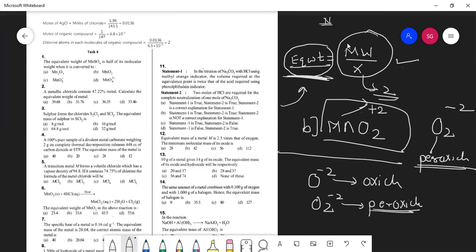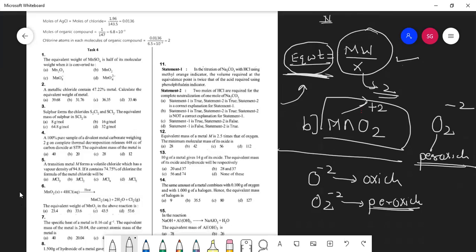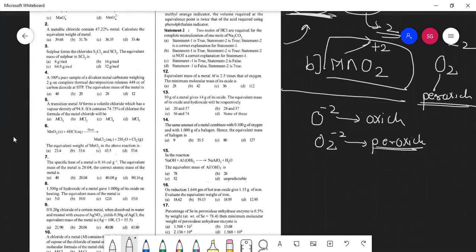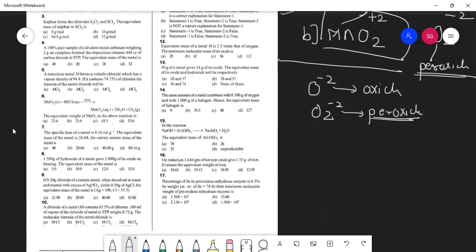Yes, sir. Okay. Now the next question was, okay, 4. Yes, Pranjal, that is the 6th question. You see, one reaction is given: MnO2 plus 4HCl gives MnCl2 plus 2H2O plus Cl2. The equivalent weight of MnO2 in the above reaction is.